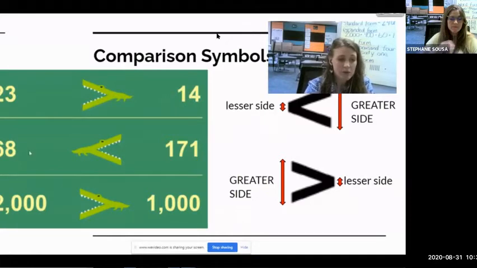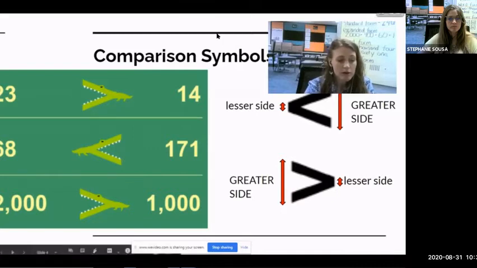We see the same with this 2-digit number and this 3-digit number. 3-digit numbers are automatically larger than 2-digit numbers because they have a higher place value. So we see the alligator turning toward the 3-digit number. The same can be said of the bottom.